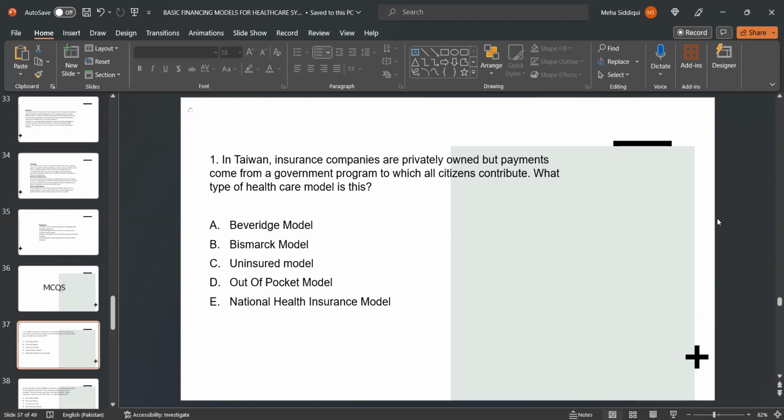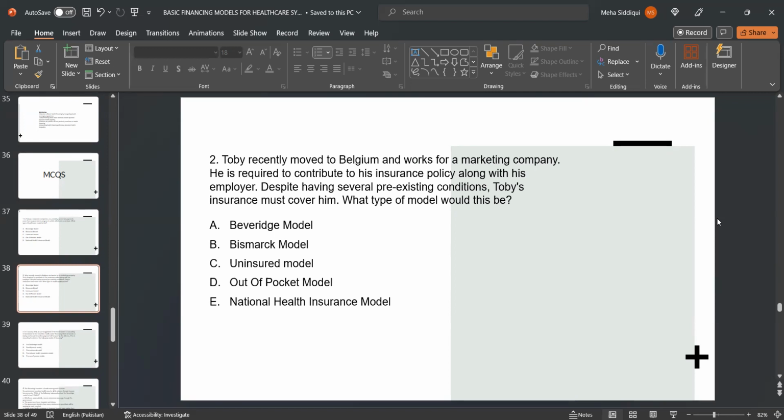The answer is E, national health insurance model. Because here insurance companies are privately owned, but the sole payer is the government. In the Beveridge model, there are no insurance companies involved.